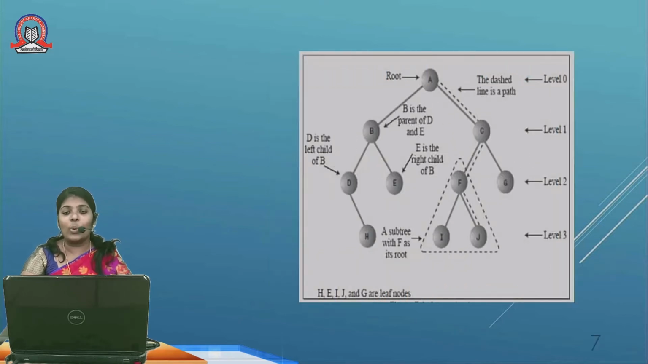Now next you can see a tree. Here the root is there, then the left subtree is there, then the right subtree is there. You can see here the root, which denotes A. Then we have the left child, that is B. The left child is D and the right child is E. Then D has the right child, that is H. Like this we can denote the left child and right child in the tree.